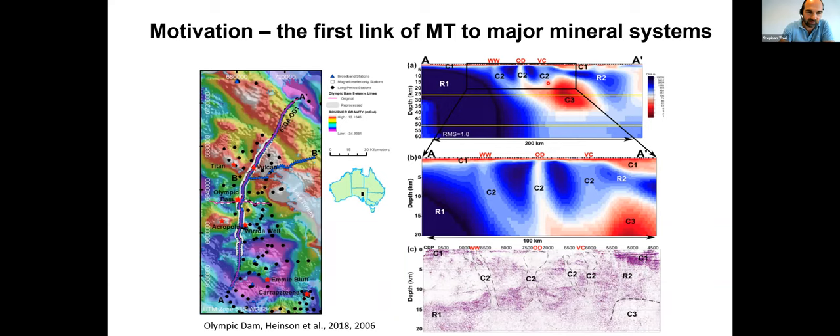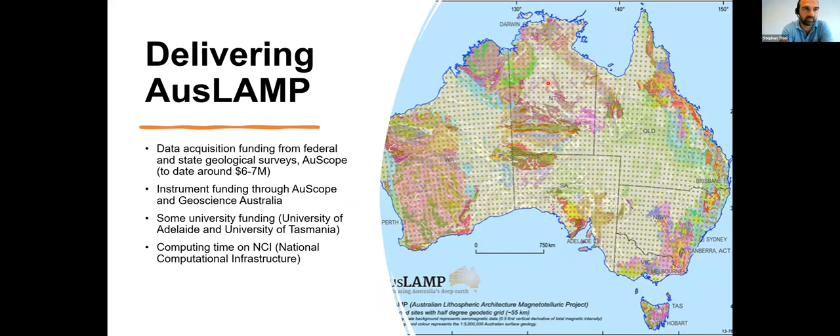And so this is really how the entire movement gained momentum, and AusLAMP came along to build another backbone data set that is continuously rolled out across the entire continent. And really anyone can buy into it. It's not that we have a central point that does all the data collection.